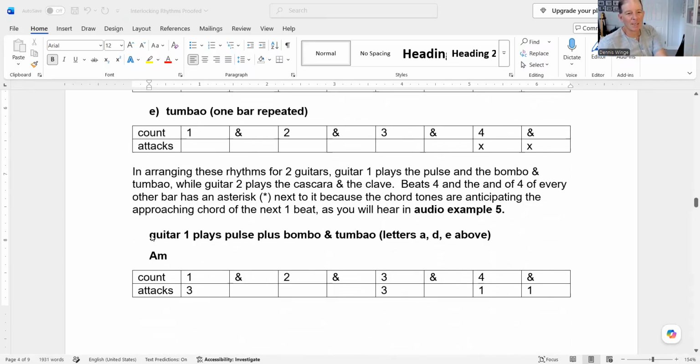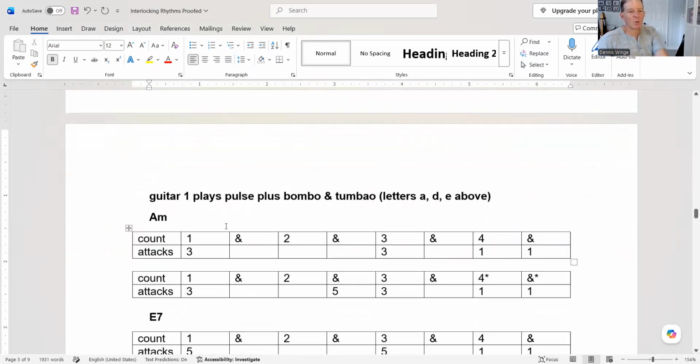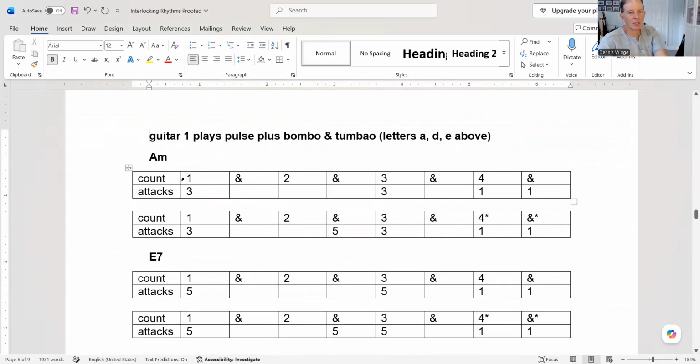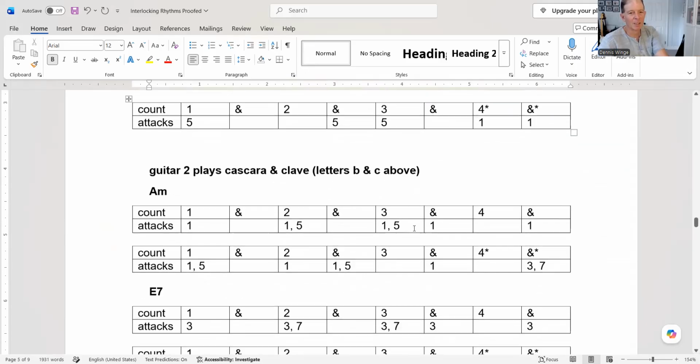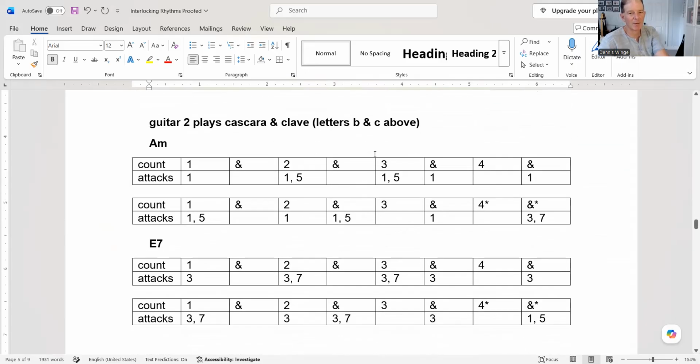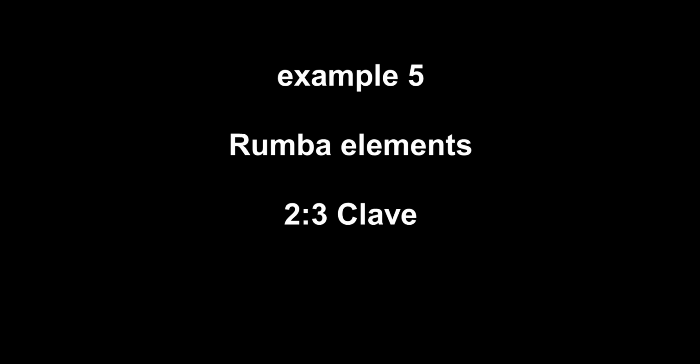But in lieu of having 6 guitarists play, I just did 2 bars of A minor and 2 bars of E7. Guitar 1 plays the pulse plus the bombo note and tumbao, in other words letters A, D, and E above. It all looked like this, and I played that all at the same time. Guitar 2 would play the cascara and the clave parts together, each on different strings. And putting it all together, it sounds like this.